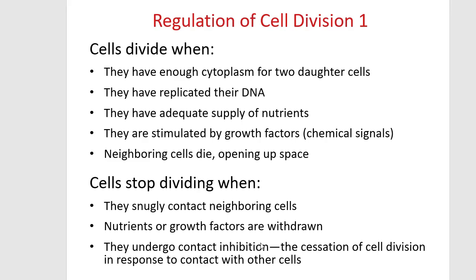Regulation of cell division. Cells divide when they have replicated their own DNA. They have enough nutrients, chemicals, signals. When there is space. When there is no space, we are not going to divide. Cells stop dividing when they're too snug, there's no room, or if there's no growth factors.